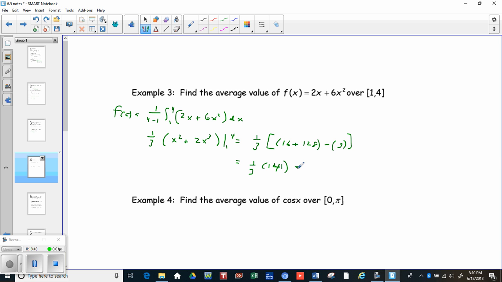So a little bit of long division. 3 goes into 14 4 times, the remainder of 2, meaning that I've got 21 left over. 3 goes into 21 7 times. So the average value here, f of c, is 47.